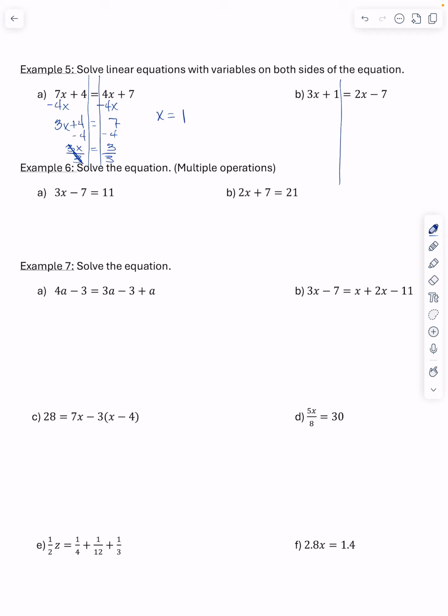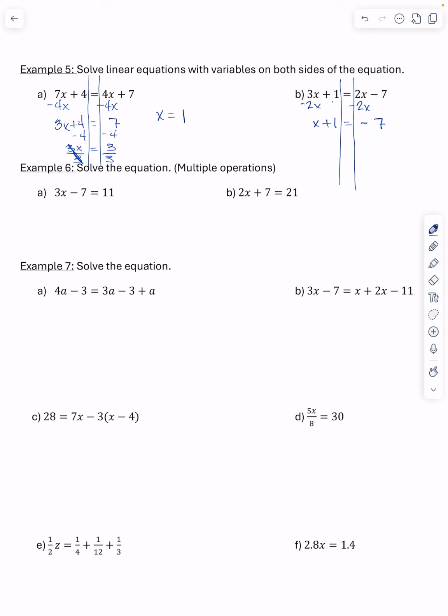Do the same thing here on B. This would be a good time to pause and give it a shot and then come back and compare your answer. I'm going to start by subtracting the 2x. It is the smaller. Again, I just like keeping it positive if I can. 3x's minus 2x's leaves me 1x. Again, I don't have to write the 1 in front. I have this plus 1 equals negative 7.